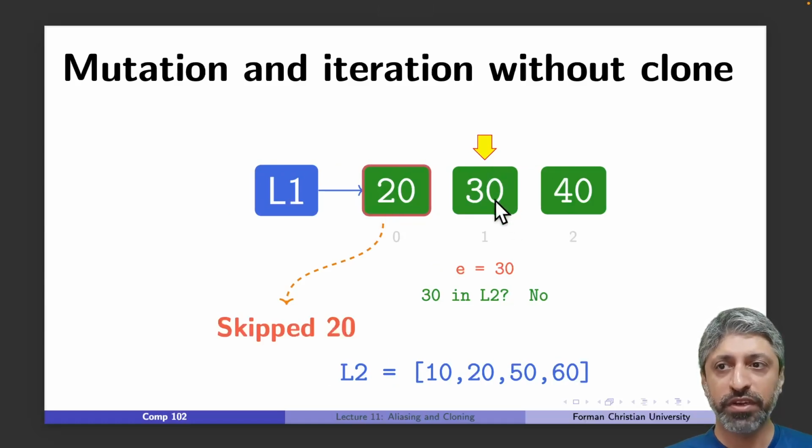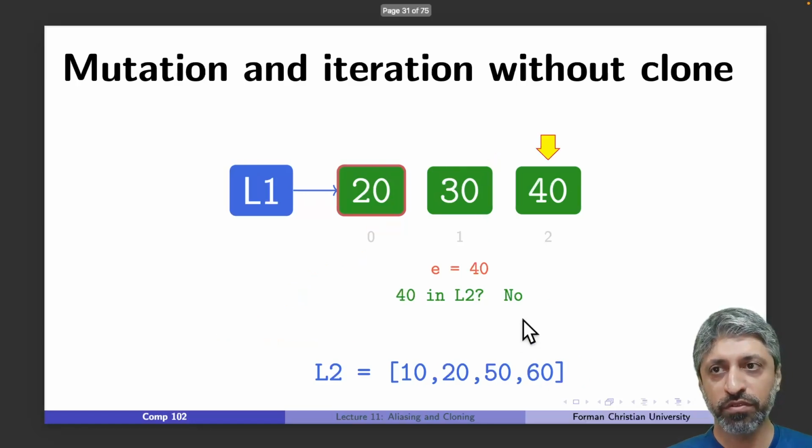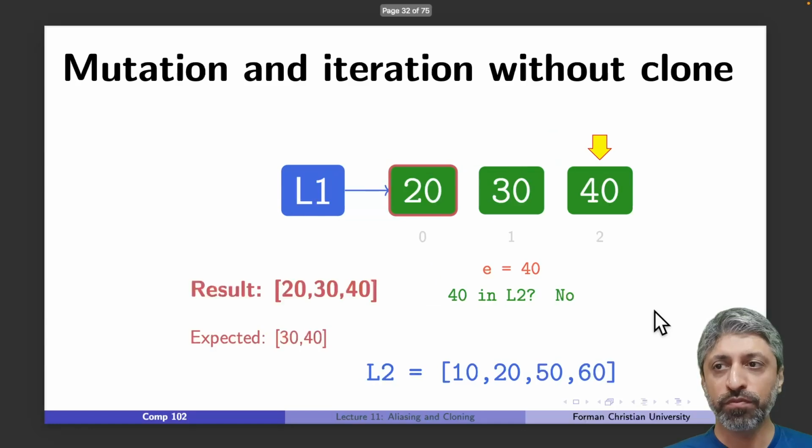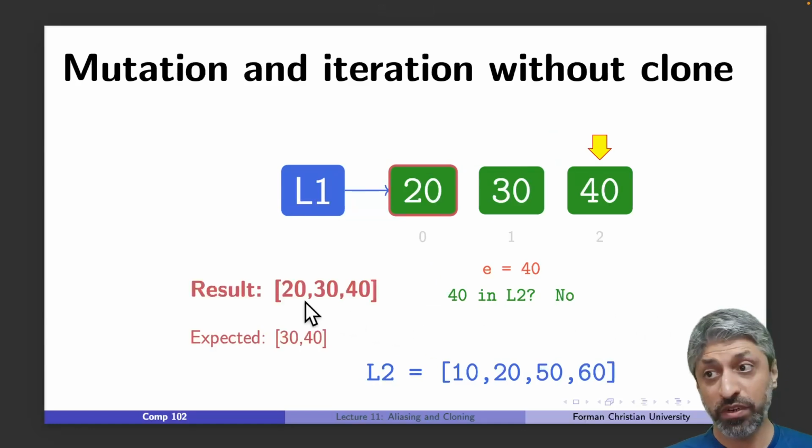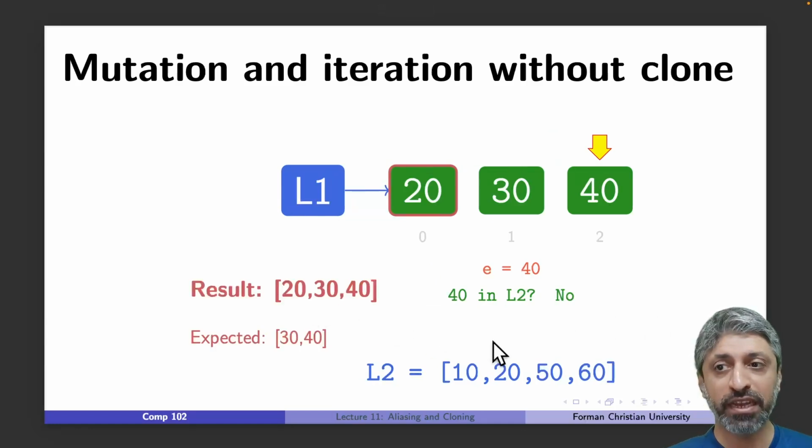So then it matches 30. It's in L2, no it's not, so it remains there. 40 is in L2, no it's not, so it remains there. And hence this 20 creeps up in the list where it shouldn't. So the result is unfortunately 20, 30, 40. 20 बीच में नहीं आना चाहिए था, लेकिन अब है, अब that's a bug. और अगर आपको अंडर द हुड नहीं पता कि काम कैसे कर रही है, तो that is very hard to remove, and the expectation is that it should return 30, 40.